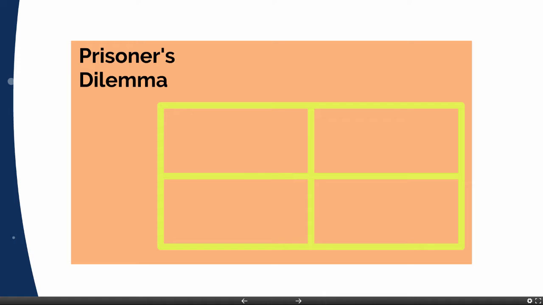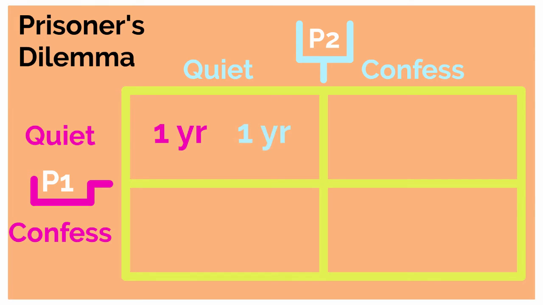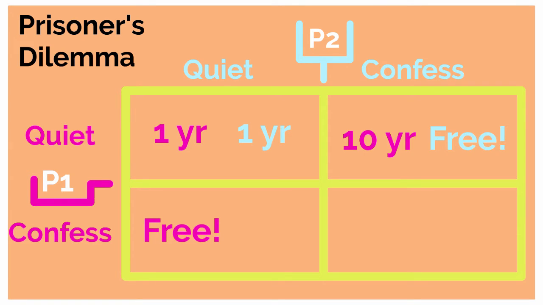So here's the idea. You have two prisoners, prisoner 1 and prisoner 2, and each one has two options. They can remain quiet or they can confess. If they both remain quiet, they're both going to get a 1-year sentence. If player 1 remains quiet while player 2 confesses, player 1 gets a 10-year sentence while player 2 goes free. On the other hand, if player 1 confesses first, he gets to go free, and player 2 then gets the 10-year sentence. But if they both confess, they both will share the 10-year sentence and get 5 years each in prison. Now here's the reason this is a dilemma.